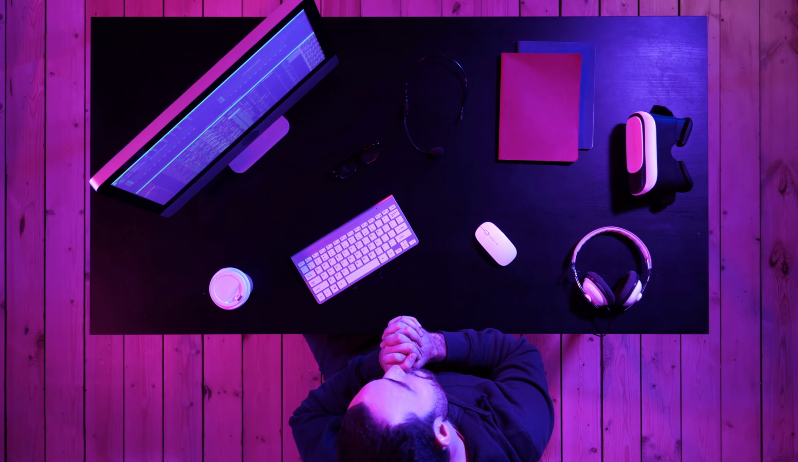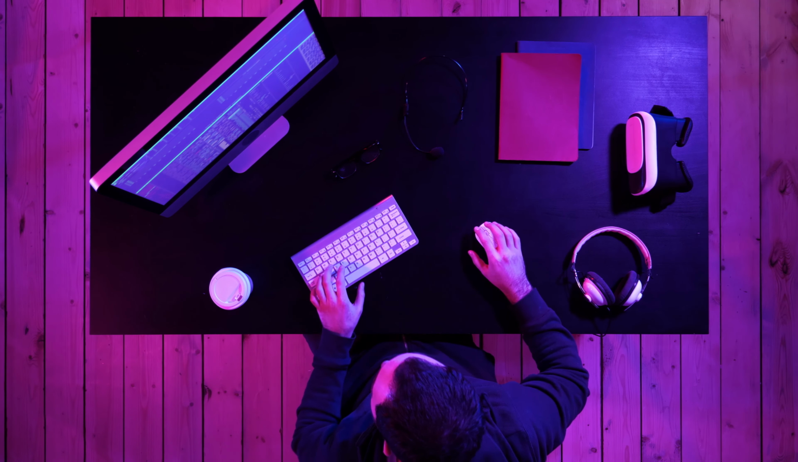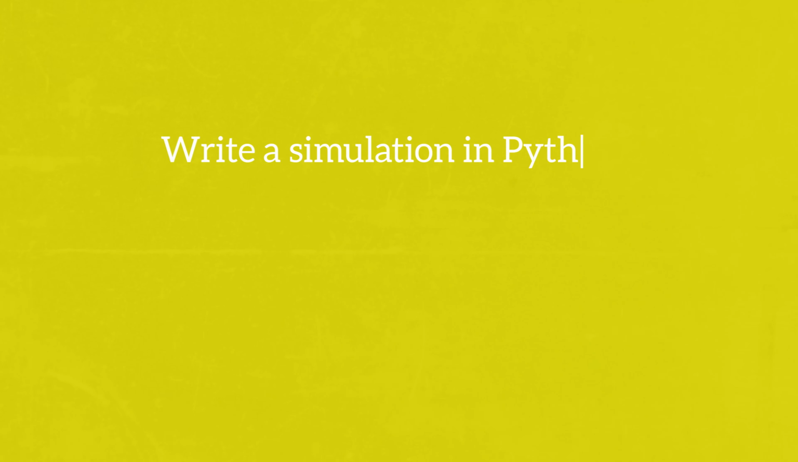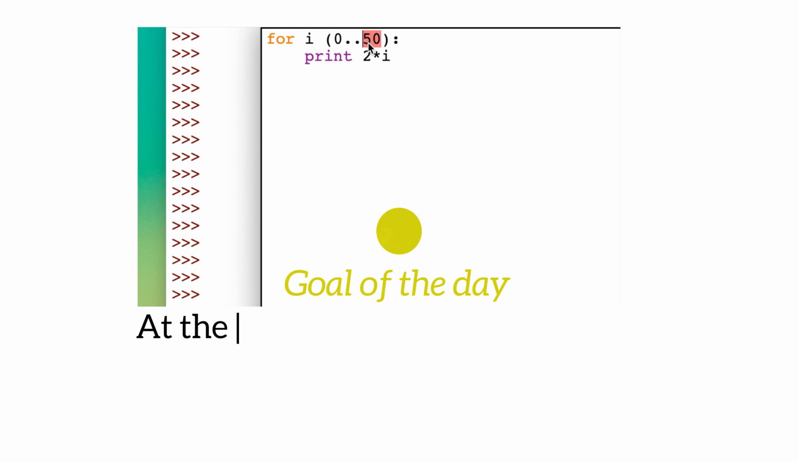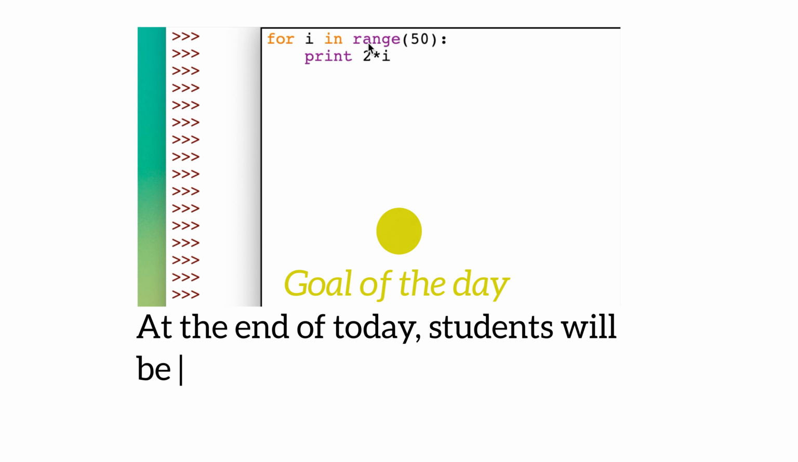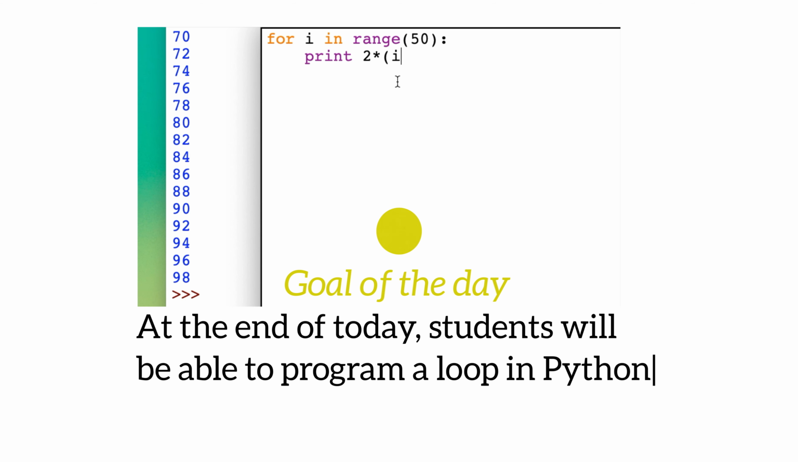In our programming example, the learning objective was to write a simulation in Python. Your job is to break the objective down into smaller sub-objectives, meaning the individual steps needed to achieve the greater objective. For example, knowing that most simulations require loops and that they are a control structure in Python, your goal for a day might be, at the end of today, students will be able to program a loop in Python.